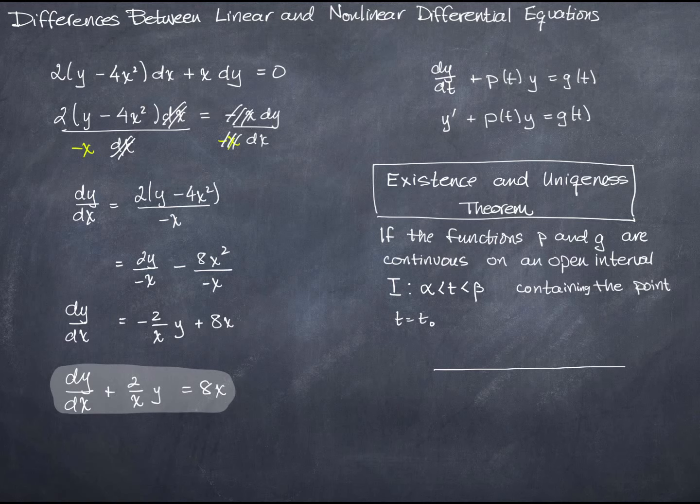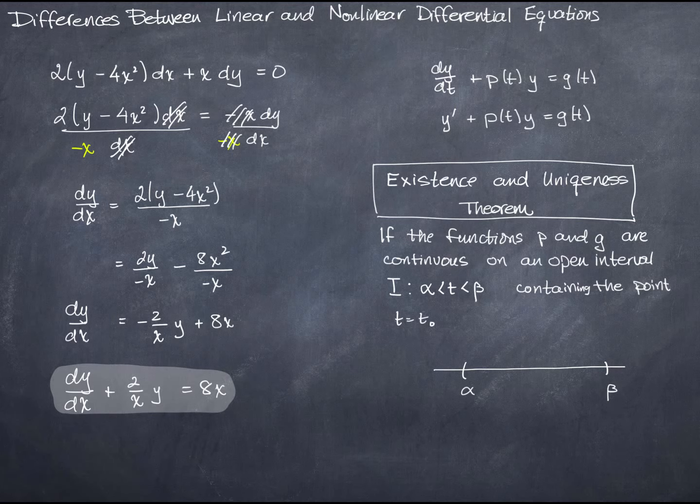T equals T naught, T equals T sub zero. What does that mean? Well, I have an interval, an open interval between the value alpha and the value beta, and all of the values in that open interval are some value of t. So t equals 1, t equals 10, t equals negative 7, t equals 0.7365, t equals the square root of 13, right? We don't know necessarily what a and or alpha and beta are.